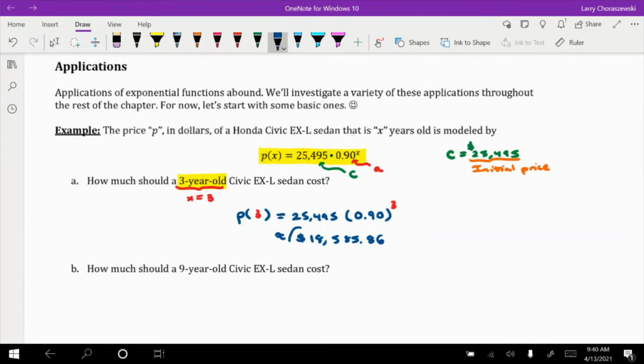Did you guys come up with the same value? Rock on. All right, well, let me have you guys take care of B, and once you have the price, if you want to type it into the chat, that'd be appreciated.